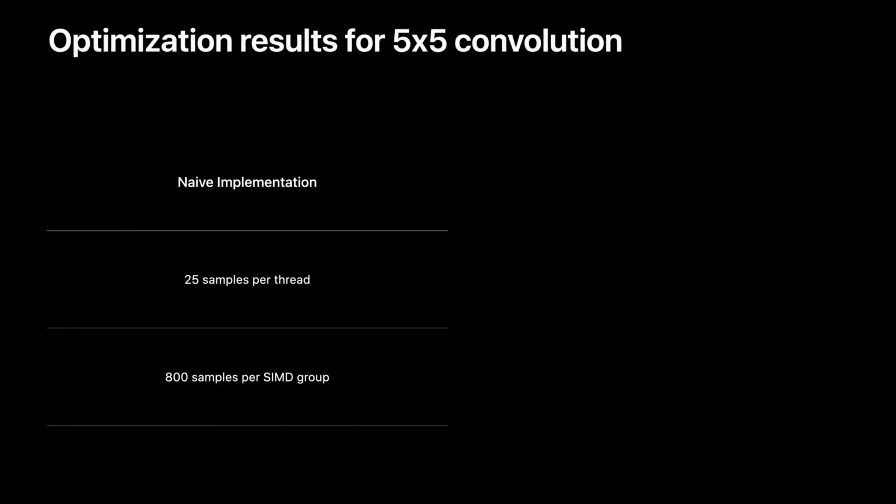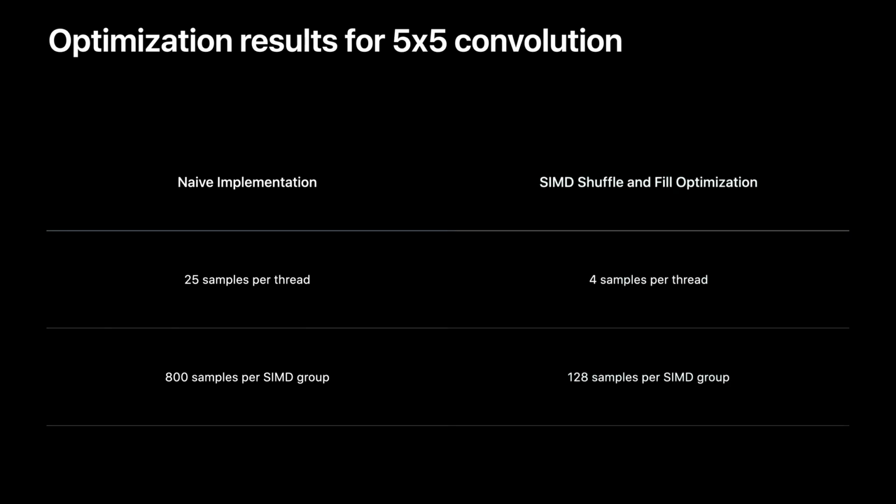While the naive implementation sampled the full neighborhood for each thread, with the new SIMD and quad shuffle and fill instructions, the number of samples for each SIMD group is reduced by 84%, eliminating overlapping samples across neighboring threads. Using the new SIMD operations, many common image processing and machine learning algorithms can apply the same approach to optimize shared data across SIMD groups. And that's it for SIMD shuffle and fill.